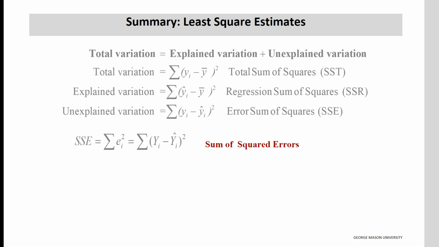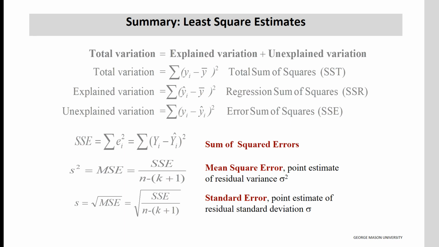Just like in the simple linear regression model, we have total variation, and we have explained and unexplained variance. As we indicated earlier, the unexplained variance is given by SSE, the sum of squared errors. From that, we can estimate the mean squared error, which is essentially the residual variance. Finally, we can estimate the residual standard deviation. We also have explained variation, which is the SSR, the regression sum of squares.